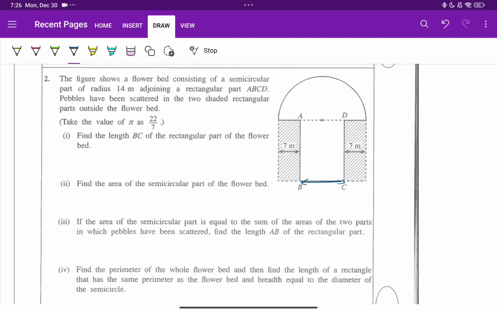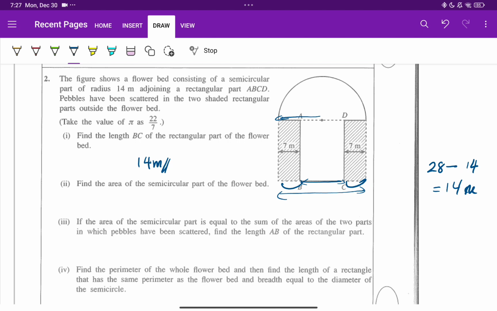That's easy because the total length here is 28, since the radius is 14, or else we can consider one part of the shape. So either way we can find it easily. BC is basically 28 minus 7 and 7, that's 14. 28 minus 14 is 14 meters. That's the length of BC, right? So that's BC.